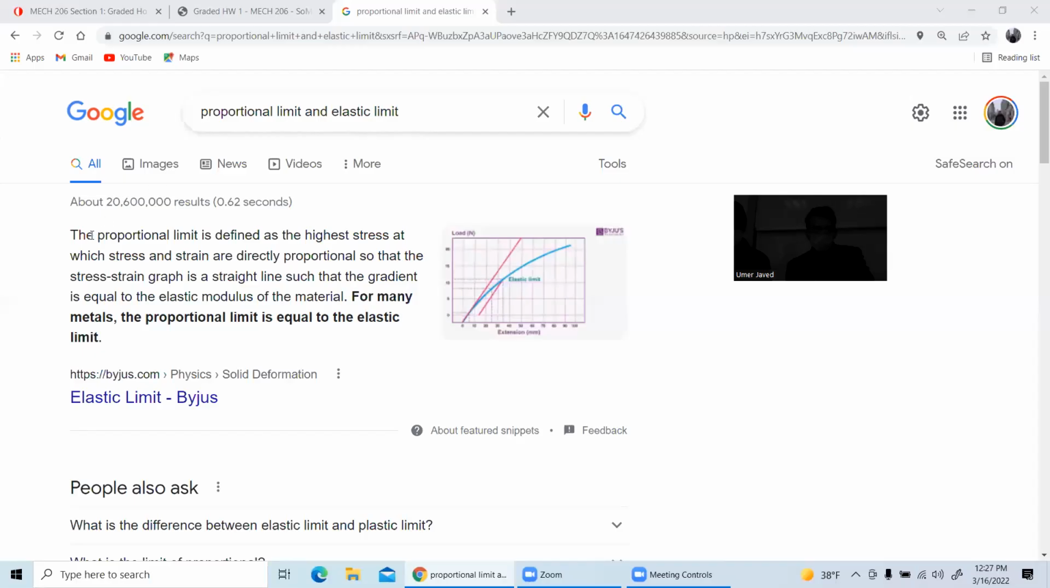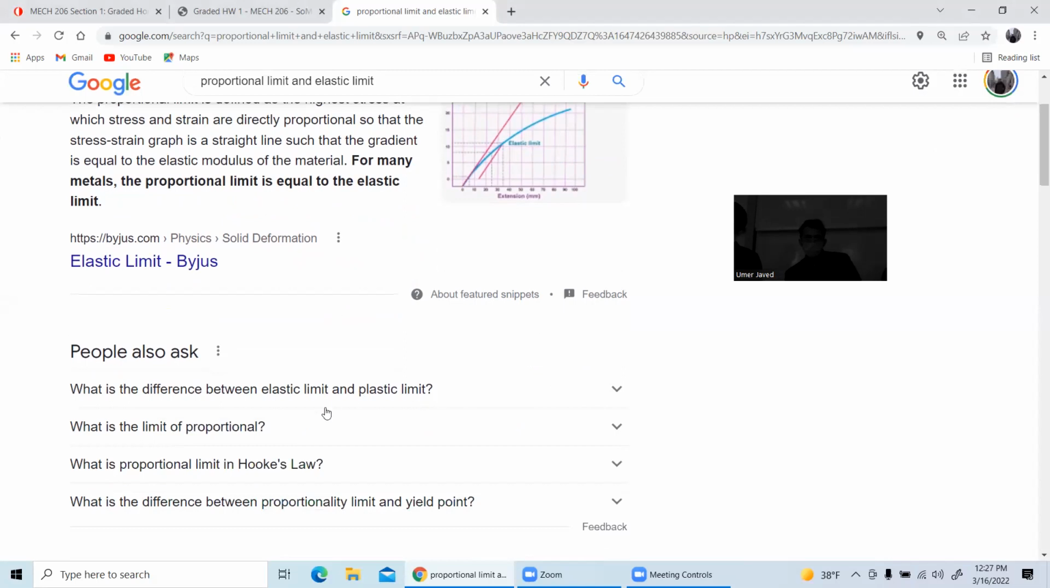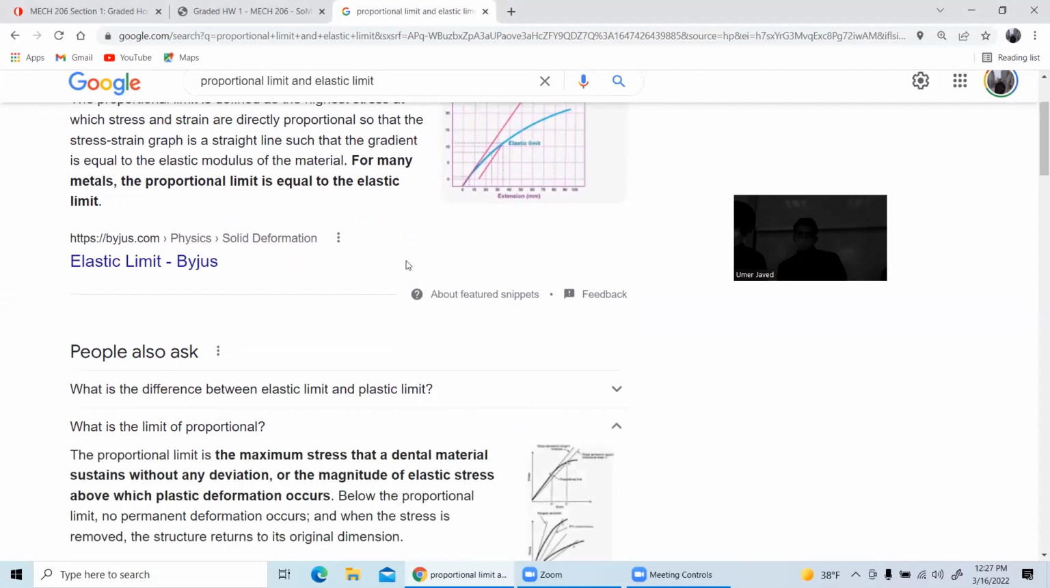Proportional limit is defined as the highest stress at which stress and strain are directly proportional, so that the stress-strain graph is a straight line such that the gradient is equal to the elastic modulus. For many metals, the proportional limit is equal to the elastic limit. You really want to read these things.